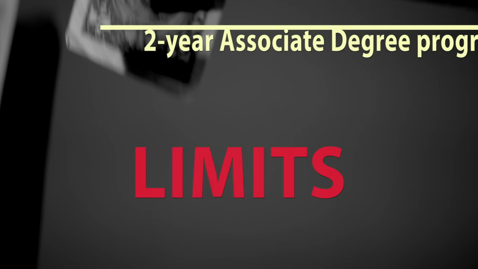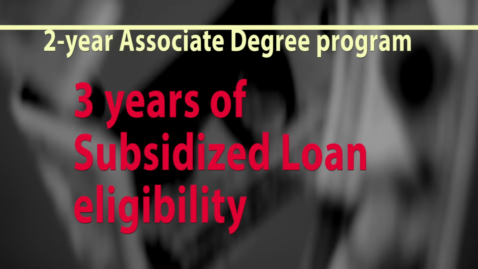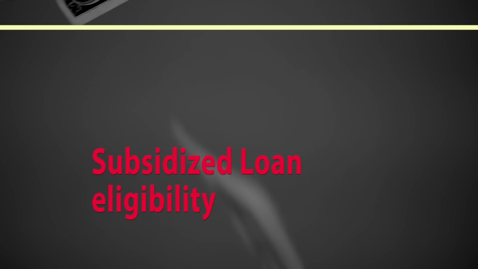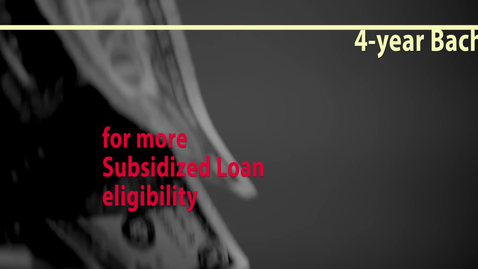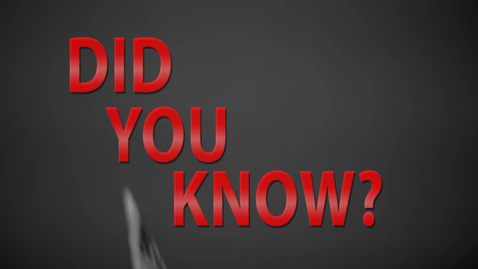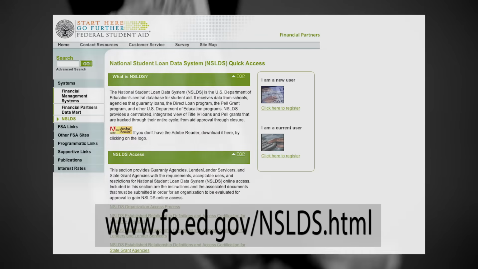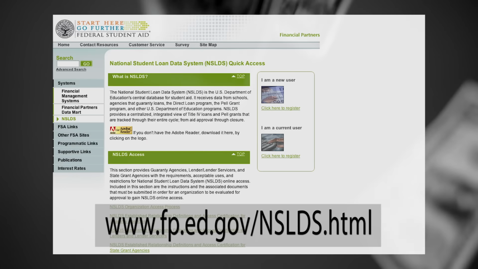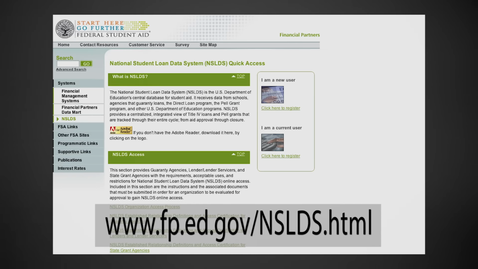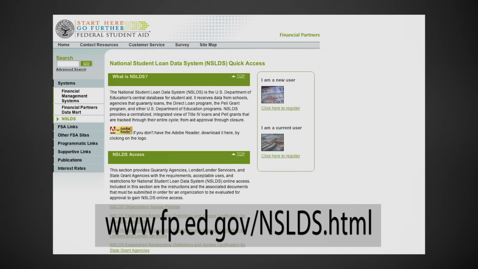Subsidized direct loans also have limited eligibility. If you were following a 2-year associate degree program, you have 3 years of subsidized loan eligibility. After that, you can't receive subsidized loans unless you transfer and enter a 4-year degree program. Did you know? Because your lifetime limits for a Pell Grant or subsidized loan will change each year, it is highly recommended that you review your lifetime status at least once a year on the Student NSLDS website.